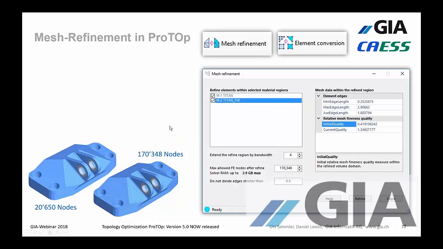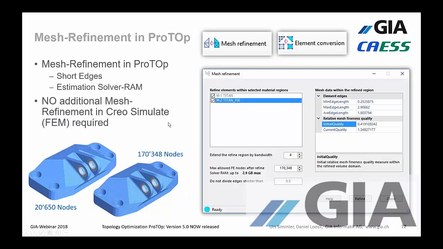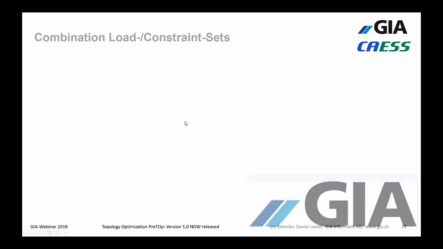And now we have capabilities inside ProTOp to do a mesh refinement, and there is also an estimation of how much RAM we need for solving a dense mesh. That means we do not have to go back to our FEM system or CAD system to do the mesh refinement and switch backward and forward. So now we can do it directly, and that speeds up the process quite a lot and is much easier for the user. I will show that later on in the live presentation.